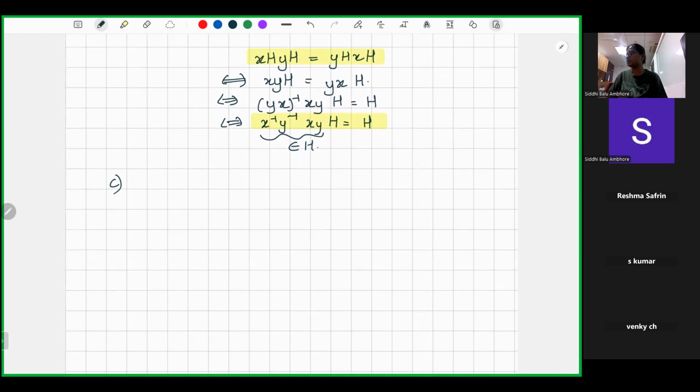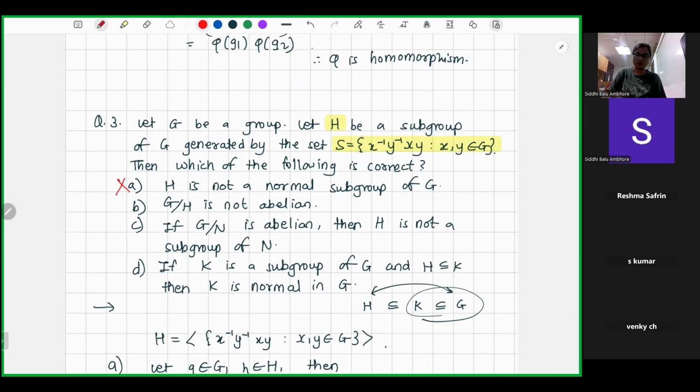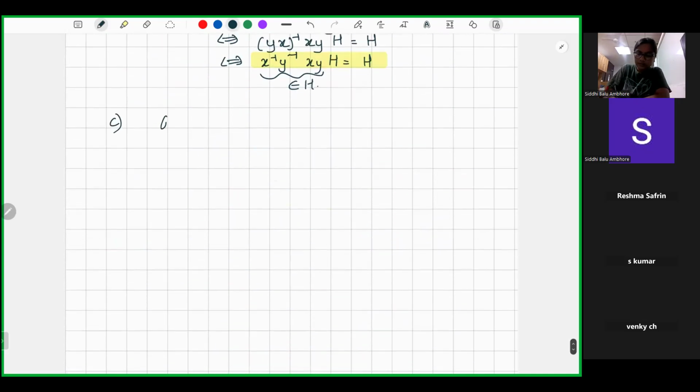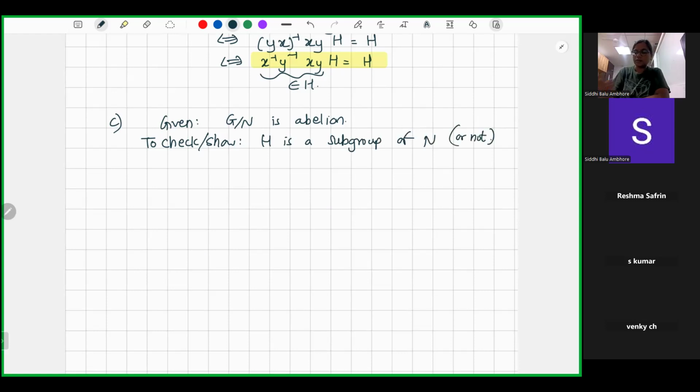Now the next one. The third statement says that if G quotient N is abelian, then H is not a subgroup of N. So given that the third statement contains two parts, given that G quotient N is abelian, we have to check or show whether H is a subgroup of N or not. Okay, so G quotient N is abelian.